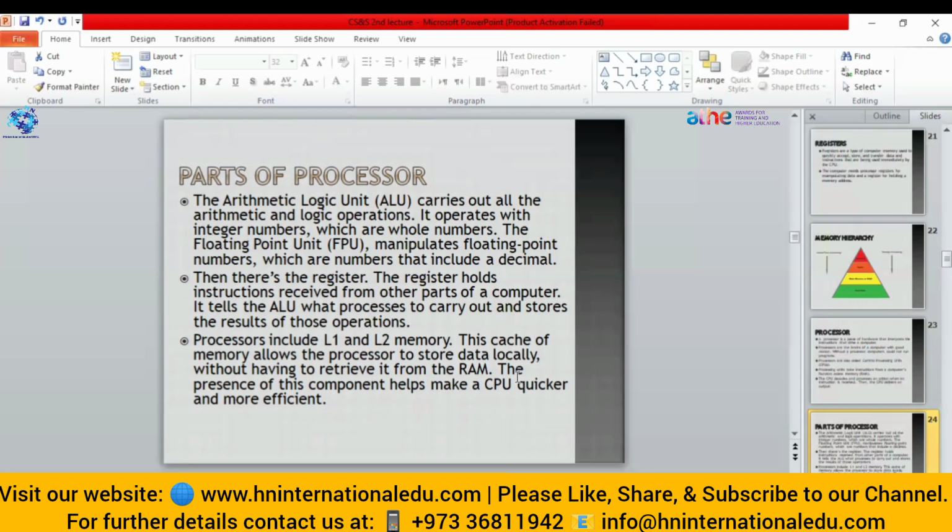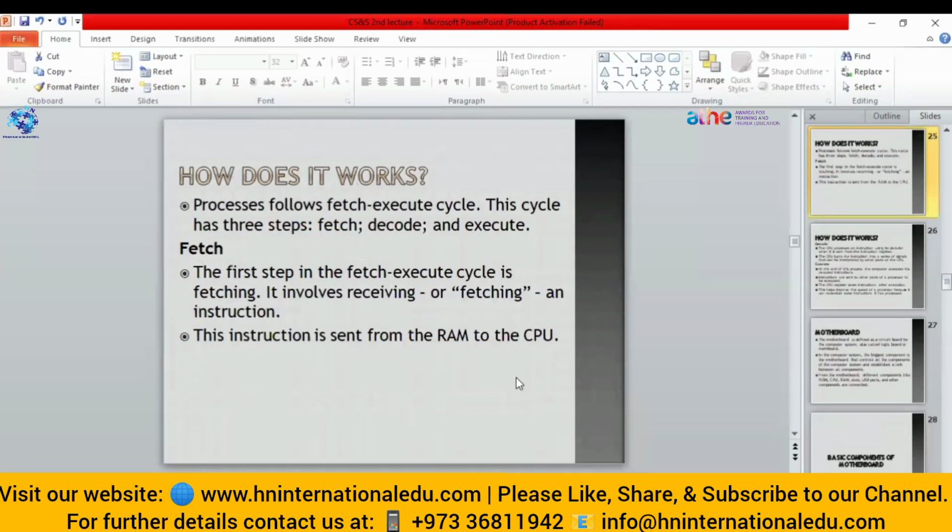Now there is the register. The registers hold the instructions received from the other parts of the computer. It tells the ALU what processes to carry out and stores the result of those operations. So the instruction is also held inside the register, and the data related to that instruction will be held by the register. The processor includes L1 and L2 memory. This cache allows the processor to store the data locally without having to retrieve it from the RAM. So we have two levels of memory, L1 and L2. These are the cache memory. The presence of this component helps to do our tasks faster.